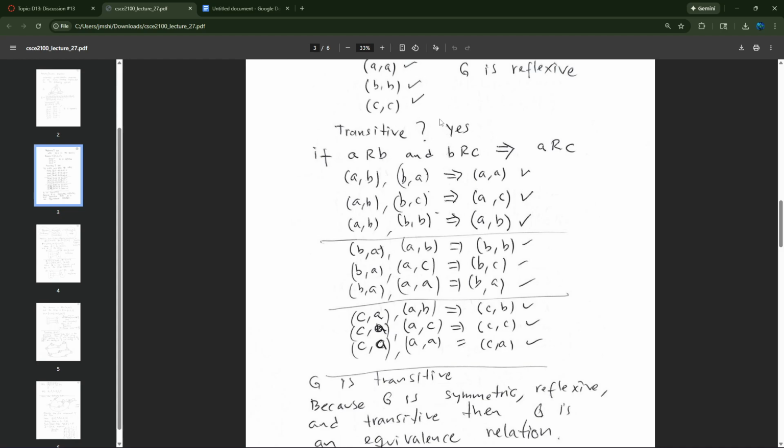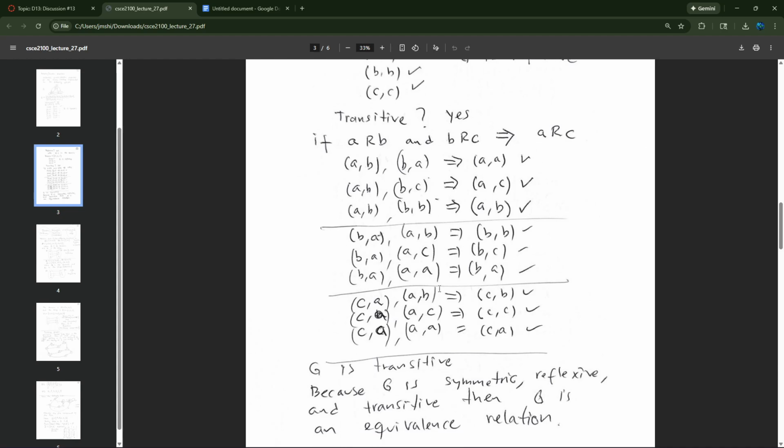Third is G transitive. For G to be transitive, if A relates to B and B relates to C, then A has to relate to C. So basically, B links A to C. So for these examples, we have A to B, B to A, A to A, that's correct; A to B, B to C, A to C, that's right; A to B, B to B, A to B. And this trend continues for the rest of the pairs, so graph G is transitive.